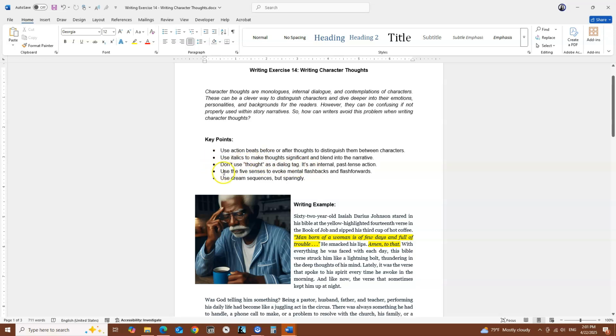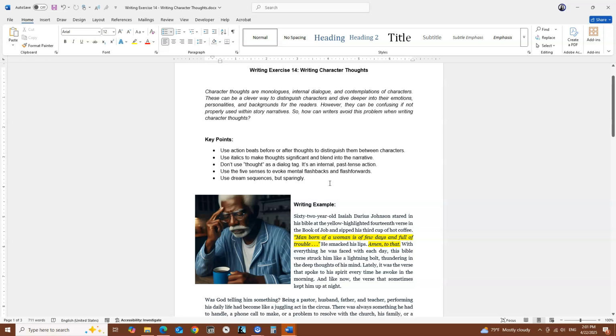The next one after that is to use the 5 senses to evoke mental flashbacks and flash forwards. This can be a very good way to write about characters' thoughts. Maybe they're thinking of past memories within the story. It can be a good way to include that within your scenes.